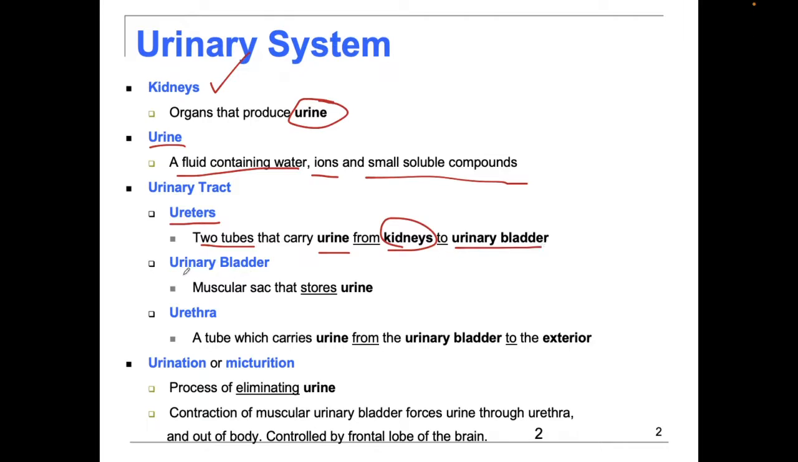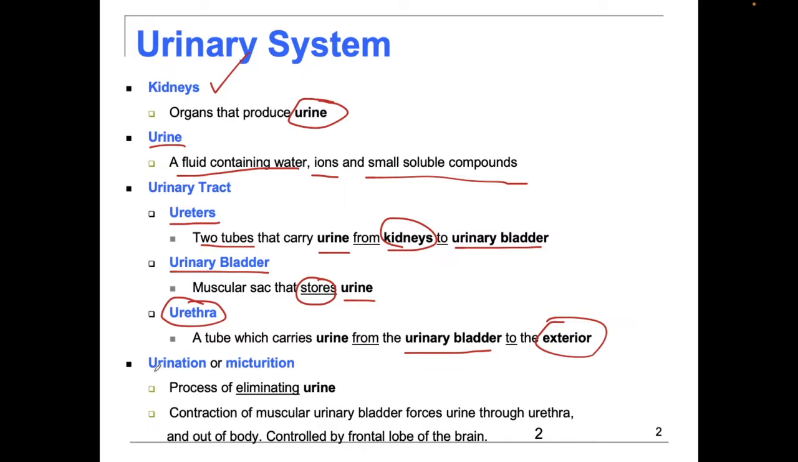And what is the urinary bladder doing? Good question. The urinary bladder is that muscular sac, and it's going to store urine. Okay. Then from the urinary bladder, there is the urethra. The urethra is the tube that carries urine from where to where? From the urinary bladder to the outside world, to the exterior.